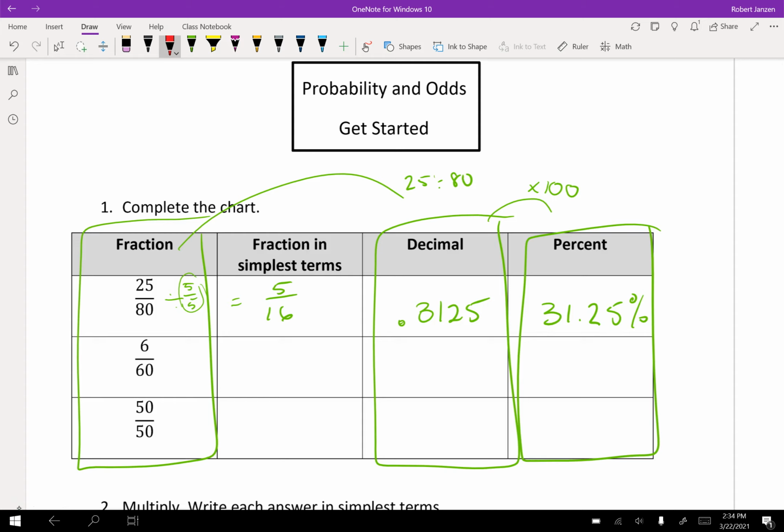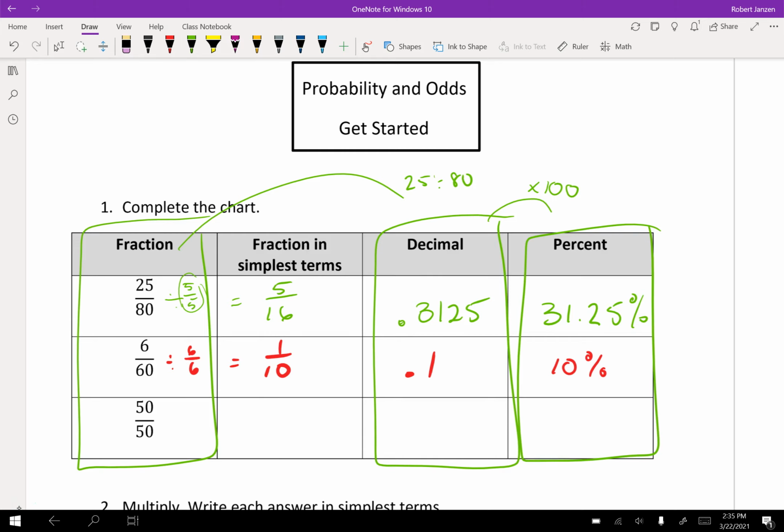Six sixtieths. If you divide this one by 6 and 6, you get 1/10. So 6 sixtieths is also the same as 1/10. And to get to the decimal, I would divide 1 by 10, and I get the decimal 0.1. And if I multiply that by 100, I get 10%. Again, if you're not sure about that, take 0.1 and multiply by 100, and you'll get 10.